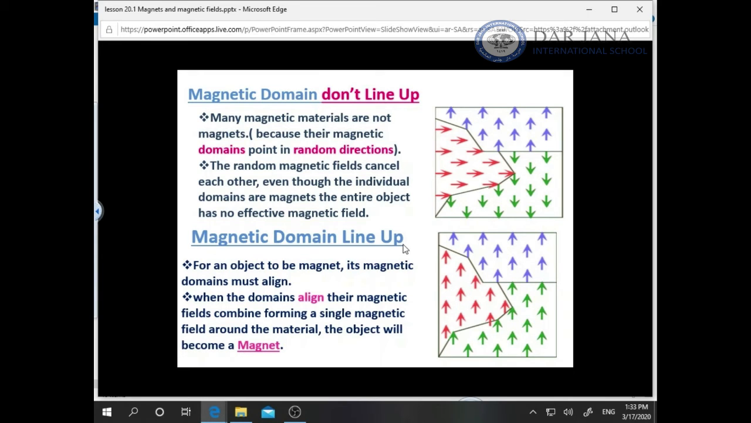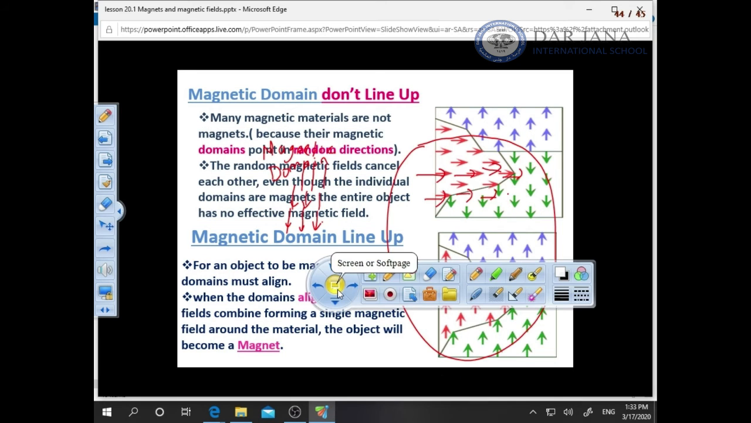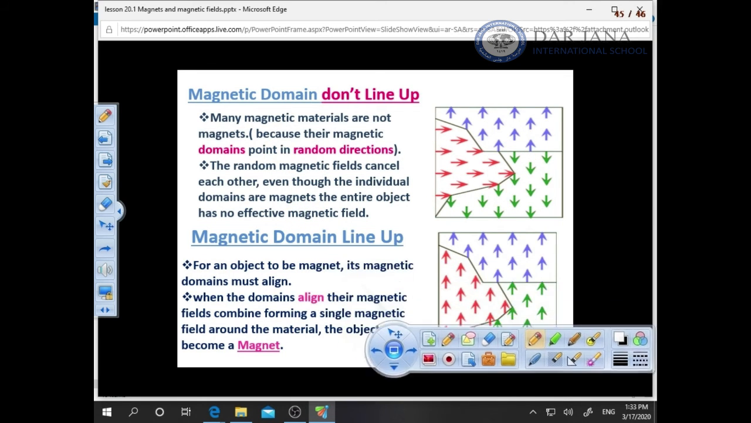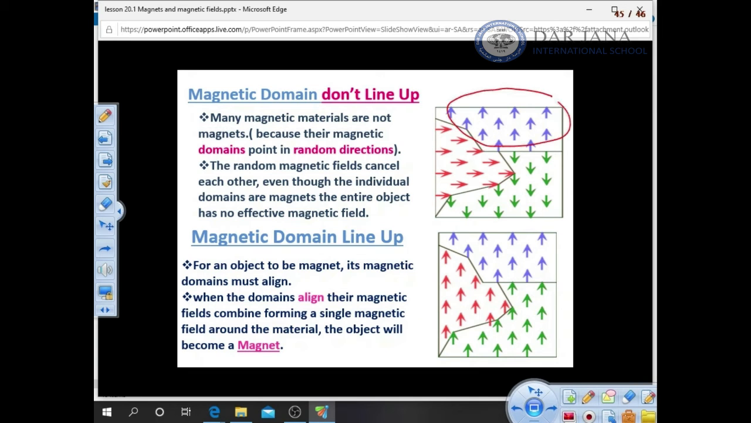Magnetic domains do not line up. As we can see the difference between the first figure and the second figure, in the first figure there are different domains. In the second figure also there are different domains. In the first figure, not all the atoms have the same direction. But in the second figure, all the atoms have the same direction.